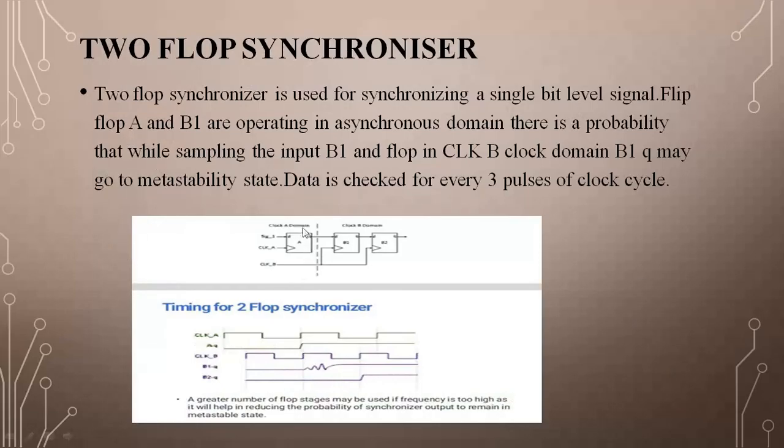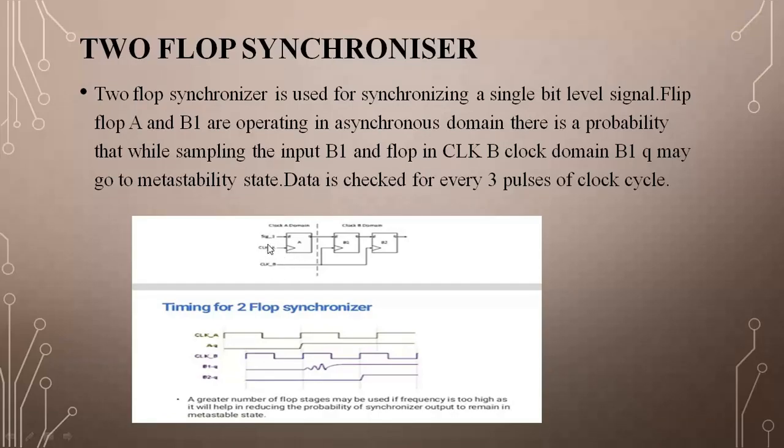So what is a two flop synchronizer? Here we will have a source flop, and here we will have two flops, and these two flops are considered as one cell, called the synchronizer. The first flop works with clock A, and the last two flops work with clock B. This is a different clock, and this is a different clock.